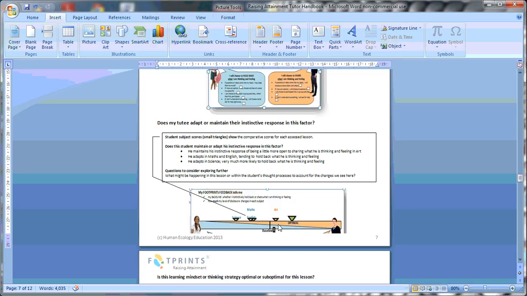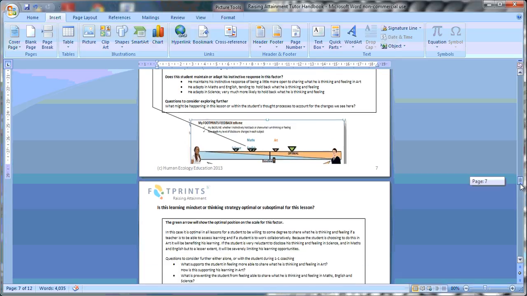So here, for example, we can see that there's almost no shift for this student in terms of disclosure when they're engaging with art, but when they engage with English and maths and science, their level of disclosure goes down from their baseline, which is here. It gets lower, so they are less willing to disclose when they're engaging in science, maths and English. And so there is a difference between their baseline and what they're doing situationally there. And that may well be therefore something that we want to focus on as a priority in our conversations with them.